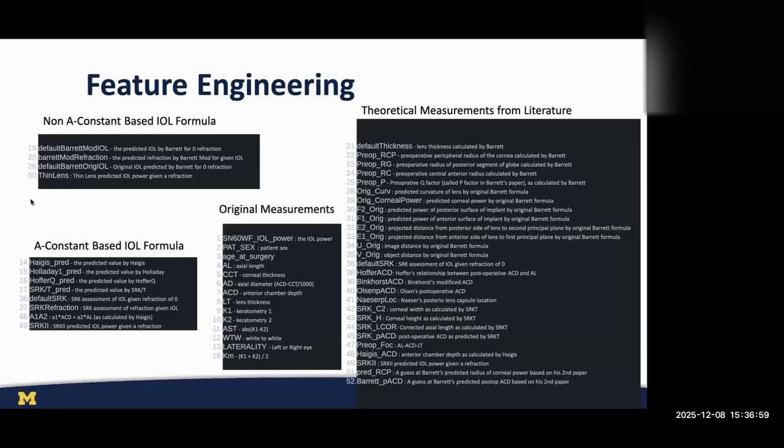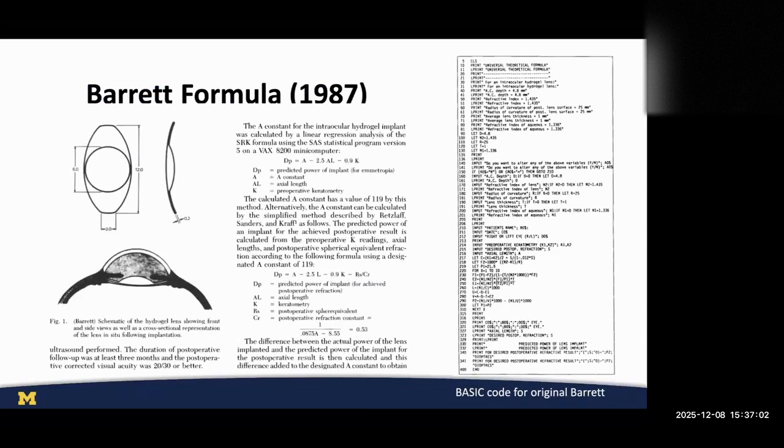Two of these were modifications that I made of this original Barrett formula, which came out in 1987. This was a paper published by an ophthalmologist, Graham Barrett. The Barrett formula is no longer used, but it was replaced by the Barrett 2 formula, which is one of the most popular IOL power formulas now.